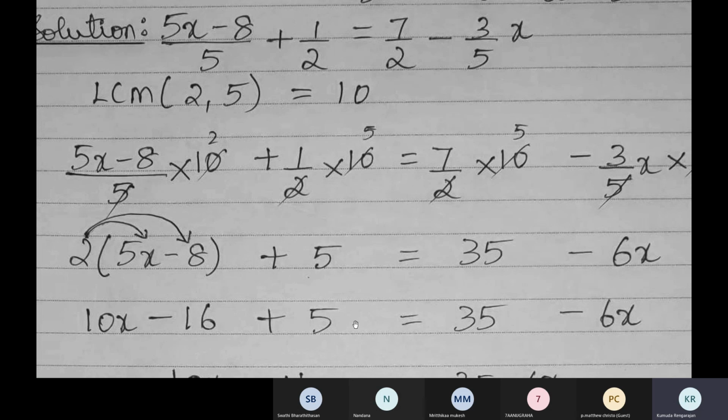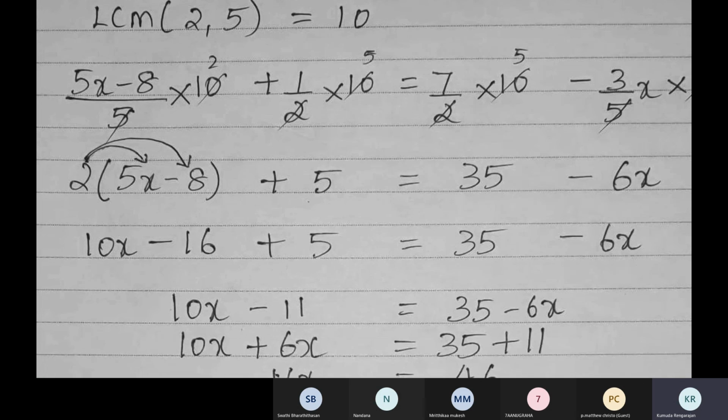So we simplify minus 16 plus 5. Minus 16 plus 5 is minus 11, correct? Yes, ma'am. Minus 11. So that's what you see here. We write 10x as it is. It cannot be simplified with either minus 16 or plus 5, but minus 16 plus 5 can be simplified. Write that: minus 11. 10x as it is, equal to, on this side nothing can be done.